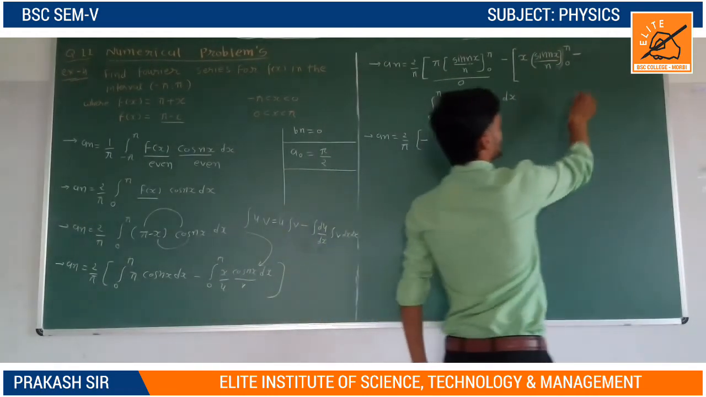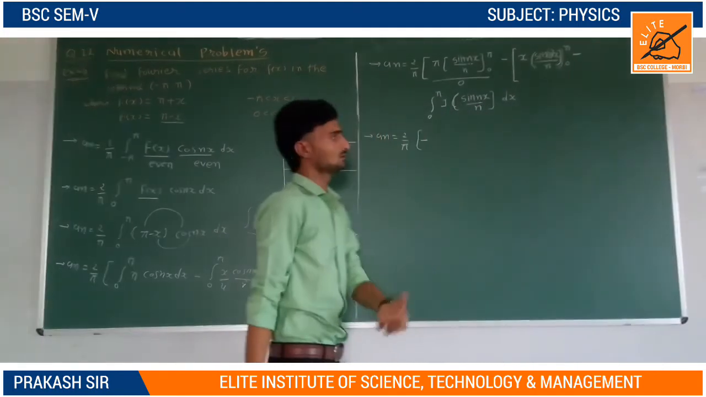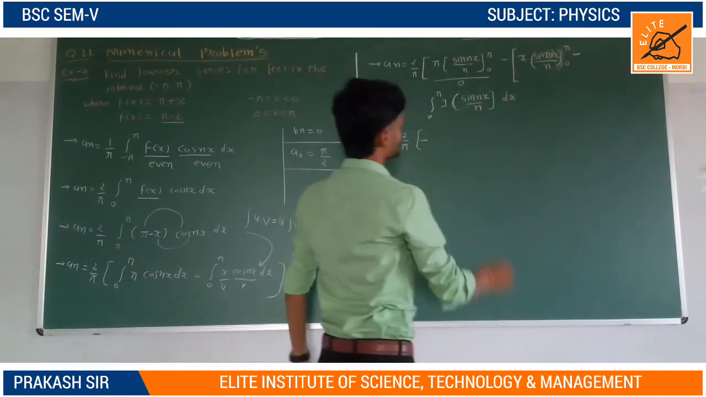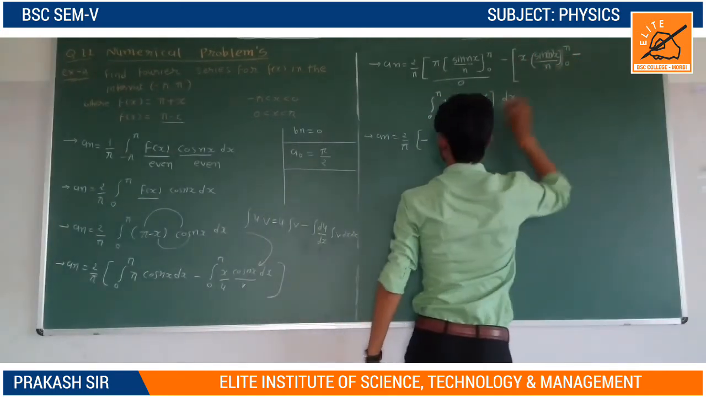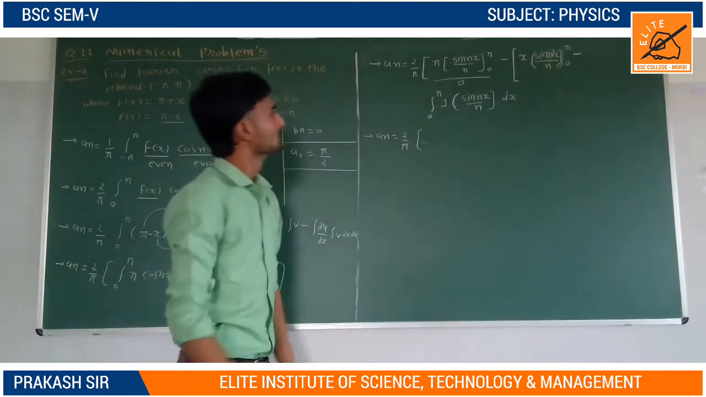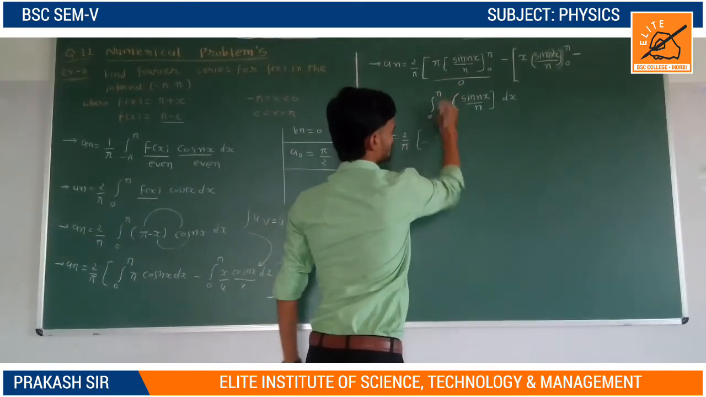Here sin n is replaced to pi. Sin pi is 0 and sin 0 is 0. So this term is 0. So minus plus. So here, note the right of the minus sign. And now this term, integration. So 1 is a ring.